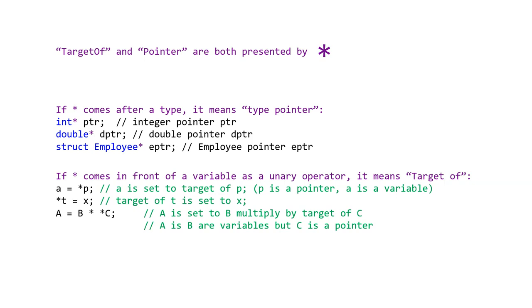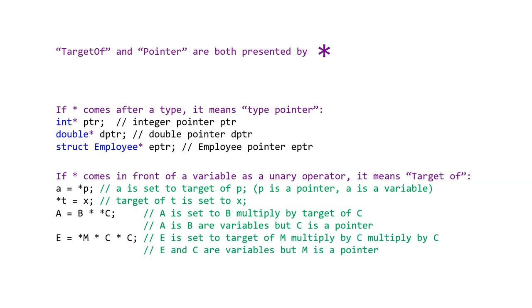And when asterisk makes sense, it's just multiplication. A is said to be multiplied by target of C. So C is a pointer. This is just a multiplication. All right? Again, make it a little juicier. E is equal to target of M multiplied by C multiplied by C. So in this scenario, the only thing that is a pointer is M. Okay, so that's an M pointer. Are we okay with this? Are we clear about syntax and what pointers are?